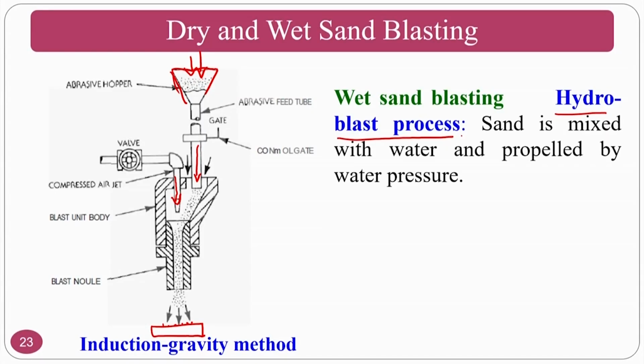In wet sand blasting, which is the hydro blast process, sand is mixed with water and propelled by the water pressure. Instead of compressed air, we are going to use compressed water, a highly pressurized water jet. In this case the divergence will be very less. If the divergence is very less, the dust creation and other things will be very less and you will get precise shapes.